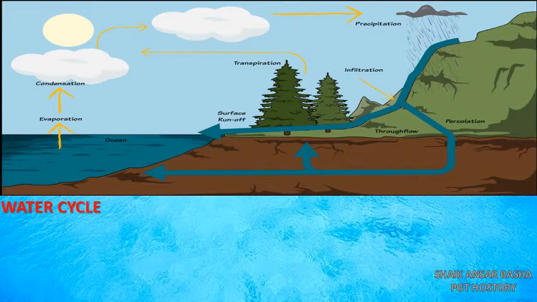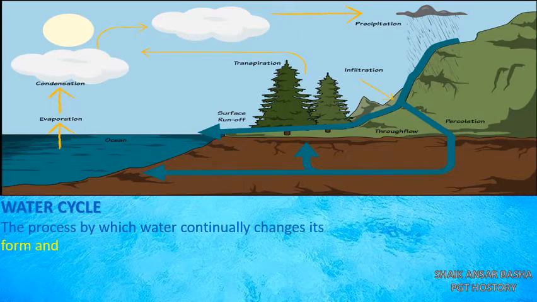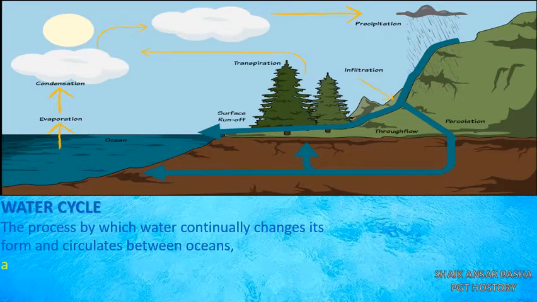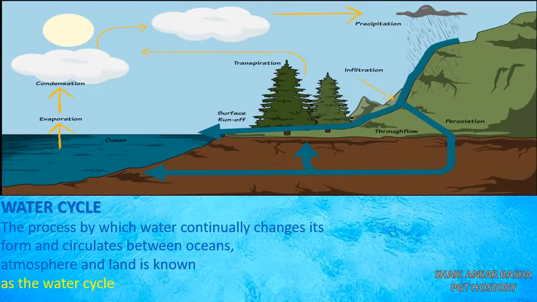to the earth. So in the water cycle, what we see is the process by which water continually changes its form and circulates between oceans. Form means liquid to vapor, vapor to liquid, and it circulates between the oceans, atmosphere, and land. This is known as the water cycle. So this is very, very important as far as the water chapter is concerned.